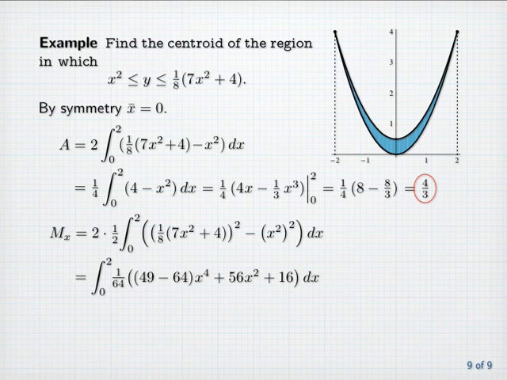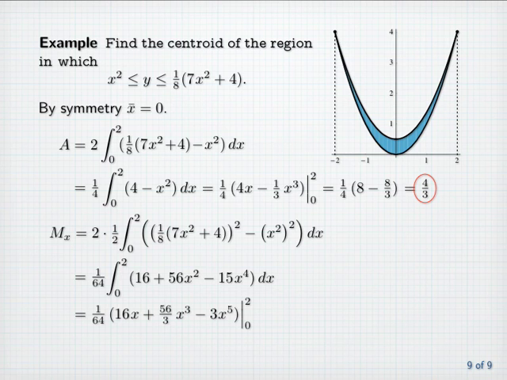We'll pull the 1 over 64 outside the integral and simplify, and so now we need to integrate 16 plus 56x squared minus 15x to the 4th from 0 to 2. Now we anti-differentiate. We have 1 over 64 times 16x plus 56 times 1/3 x cubed minus 15 times 1/5, or 3, times x to the 5th evaluated between 0 and 2. Now substituting 2 into that antiderivative gives us 1/64 times 32 plus 56 over 3 times 8, or 448 over 3, minus 3 times 32, or 96. 32 minus 96 is negative 64, which is negative 192 divided by 3.